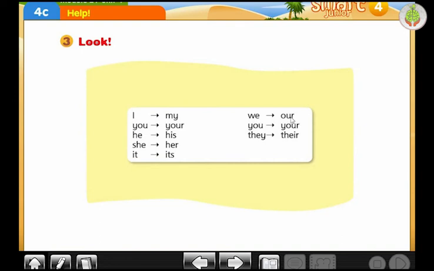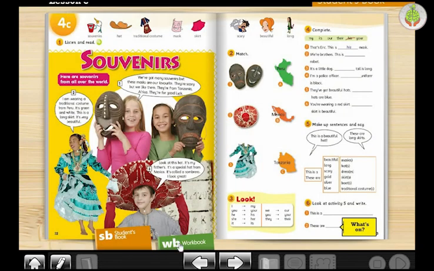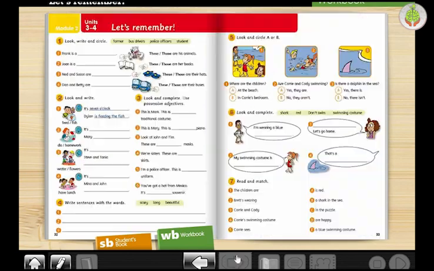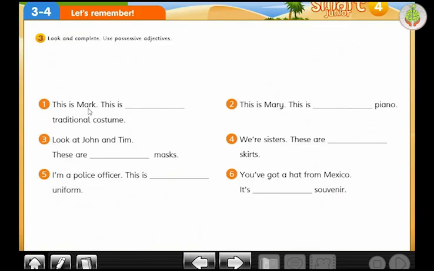For example, our classroom. Your, again, we use your for singular and plural. And the last one we have is their, okay? Their, instead of they, we use their. So these adjectives, we have to memorize them, okay? Now, let's go back to our exercise. Here we go. This is Mark. Well, Mark is a boy. So what do I use? His. Very good. This is his traditional costume.